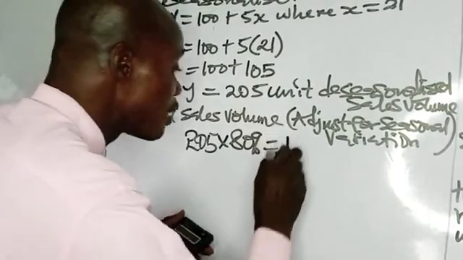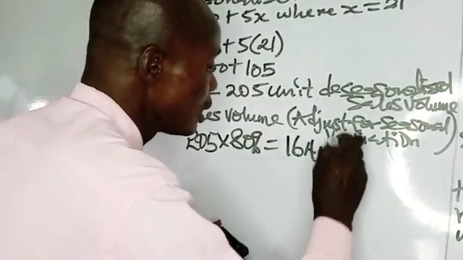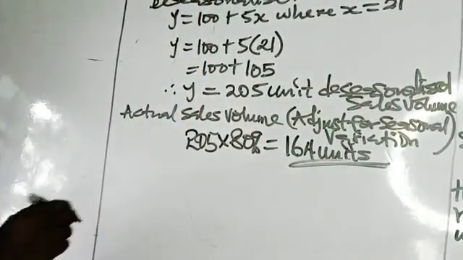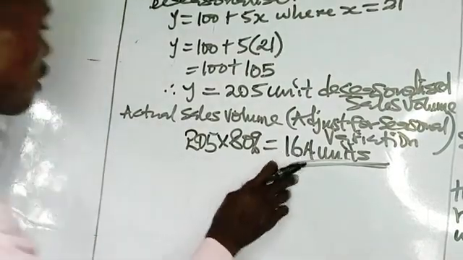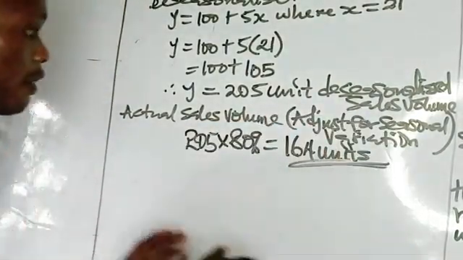So we have 164 units. That is our actual sales volume after adjusting for seasonal effect.